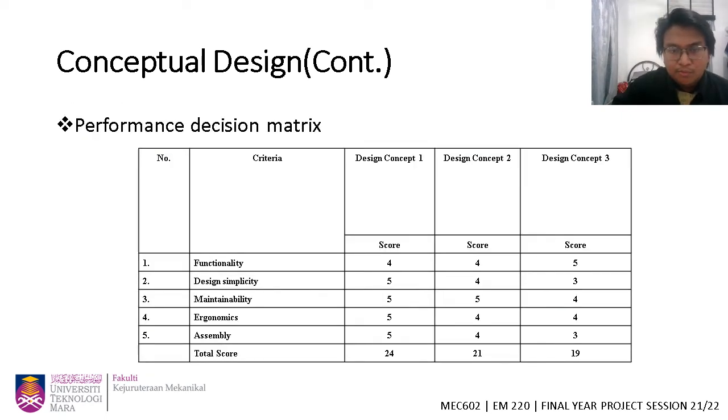In order to find a better choice for the aquaponic system, I used the performance decision matrix to choose with 5 different criteria, which are functionality, design simplicity, maintainability, ergonomics, and assembly. So from the 3 designs, it seems design concept 1 is the better choice for the aquaponic system with a score of 24 points.